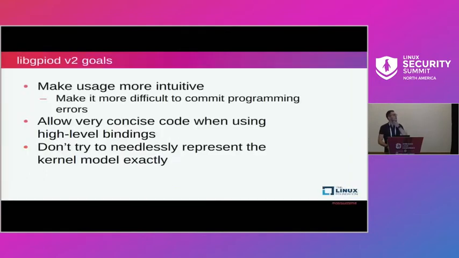So, libgpiod v2. My goals for this major release were to make the usage more intuitive, because certain design decisions in v1 made certain things complicated and convoluted, not very intuitive, and required reading docs and looking at examples to understand. So my first goal was to make the usage as intuitive as possible, make it more difficult to commit programming errors, and for the high-level bindings, Python and C++, to allow very short code, so you can do whatever you need in the fewest lines of code possible. Also, the main mistake with v1 was that we tried to replicate the kernel's data model for GPIOs in user space. So this time we tried to simply make it work well without necessarily following the kernel model.